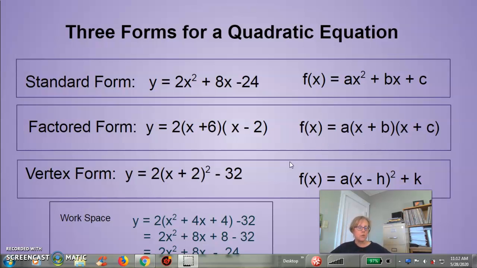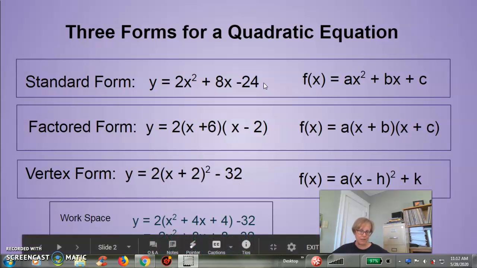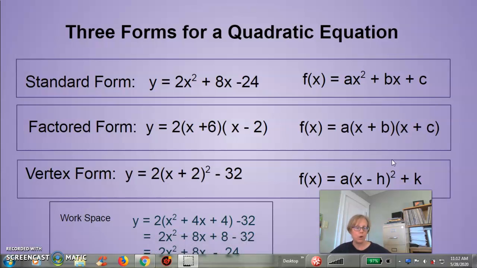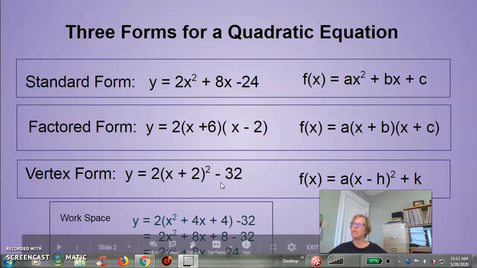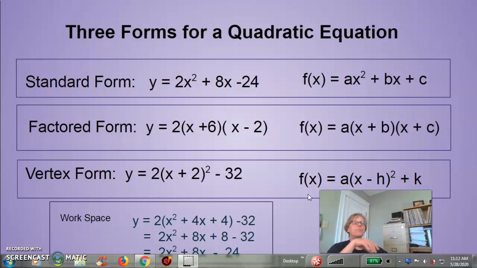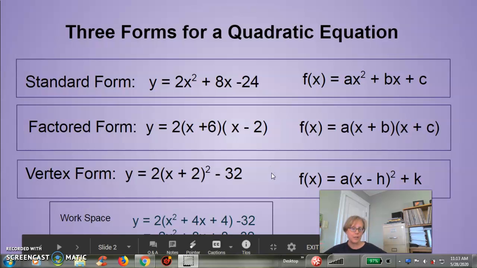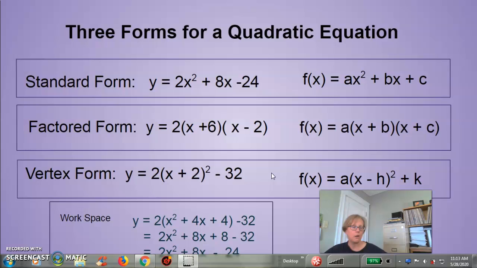But this third one here, this is the new one. This is the same as this equation, but it's written in what we call vertex form. Now, you can see I did a little work. See where it says workspace down below? I think it got cut off a little bit by my toolbar, but what I did is I took this format and I actually did the math out. So you can see that when I do that all out and simplify it, it does become the same as the standard form. I just did that to show you that these three are the very same equation. They're just all written in different formats.